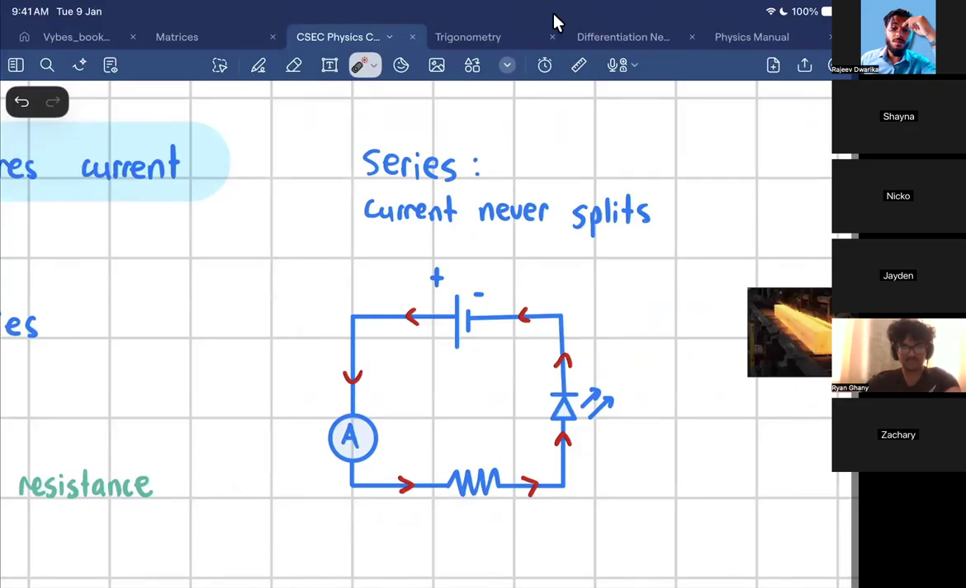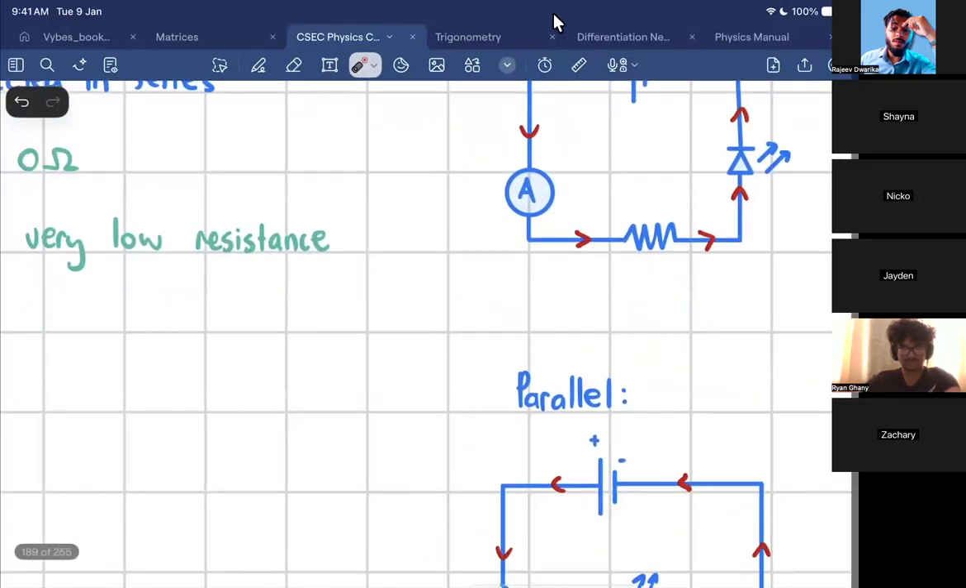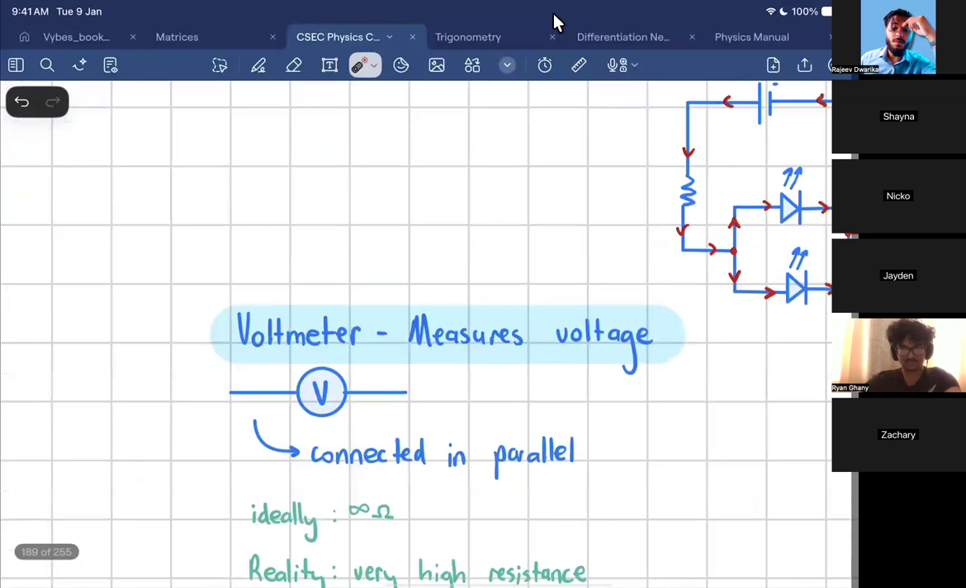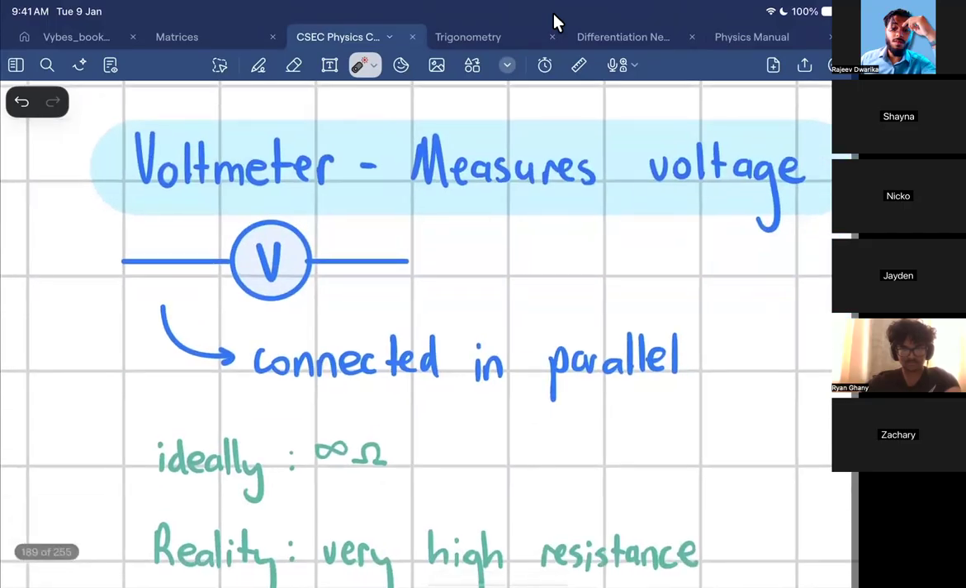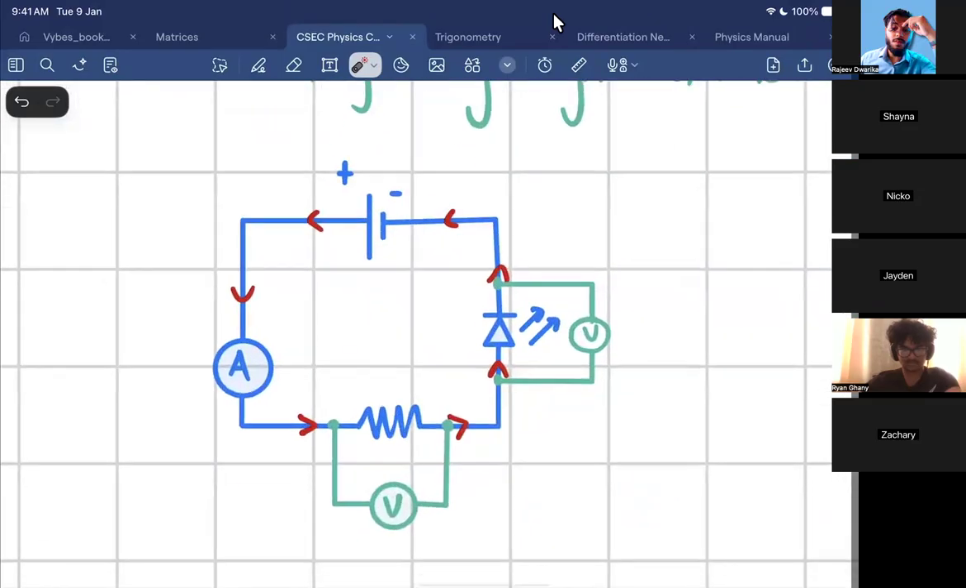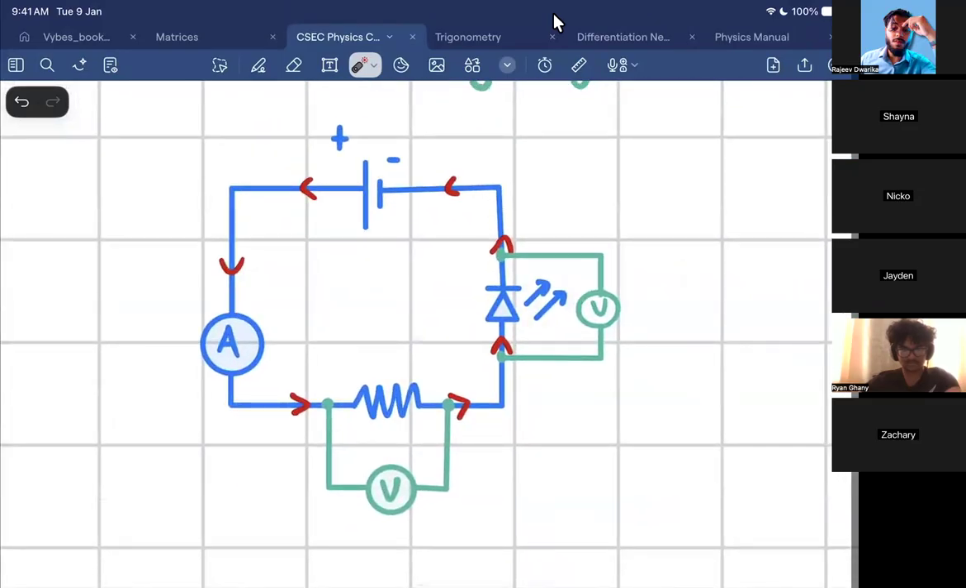The ammeter is in series, so current could flow through it. Again, we measure voltage by measuring the difference between 2 points. So I actually have to hook up a voltmeter in parallel, and you'll see why. Let me explain this.